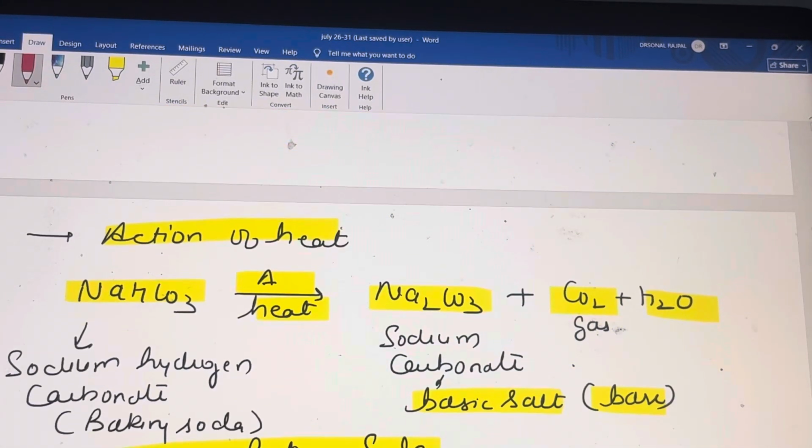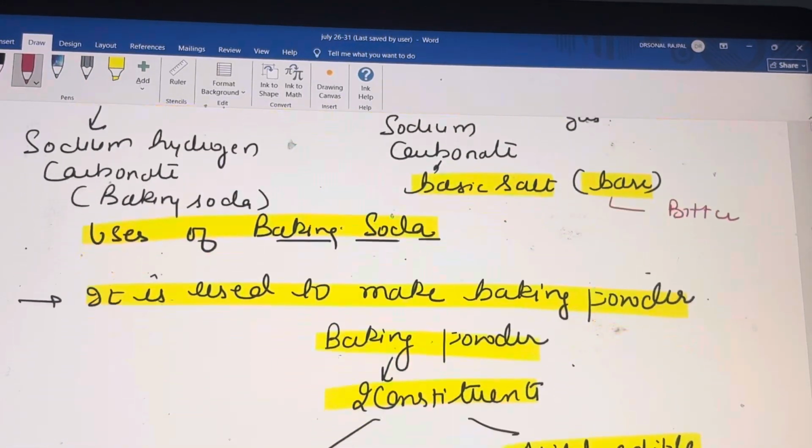And in terms of heat, whenever we heat this baking soda, it produces sodium carbonate, which is also a base, or you can say a basic salt. And you all know that bases are bitter in taste, and as a byproduct carbon dioxide gas is formed and water is formed. Now I am going to explain what are the uses of baking soda.